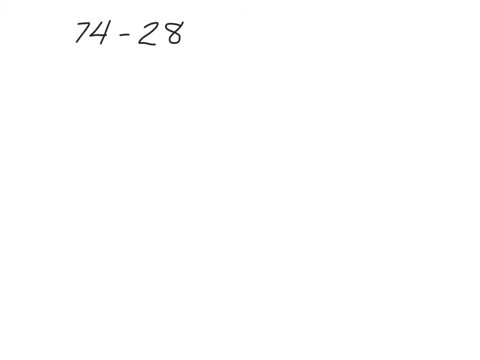Now we're going to try another way in which we can subtract greater numbers. To subtract 74 minus 28, we're going to use friendly numbers and adjust. So here we have 74 minus 28. So what we're going to do here is we're going to take the number which we're going to subtract, which in this case is 28, and we're going to make it into a friendly number. So I'm thinking that I'm going to do 28 plus 2 to make it 30.